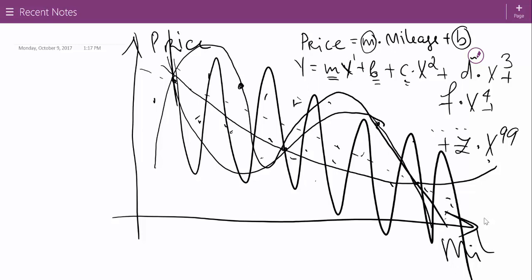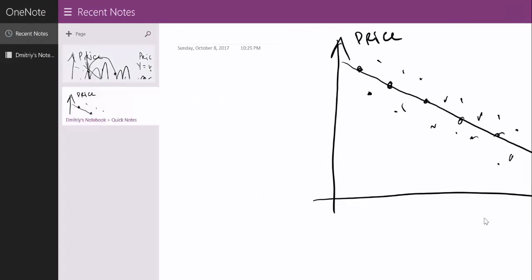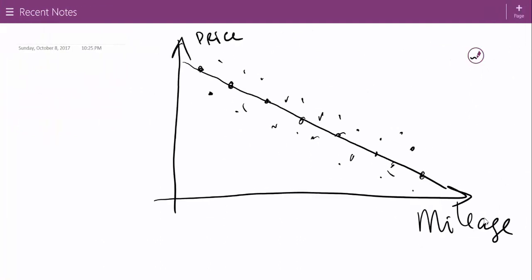So, therefore, I don't want this ugly-looking line that goes up and down 100 times and then goes to plus and minus infinity. What I want instead of that is that one. Sure, I'm not going to capture all of my points, but I will capture the effect of mileage on the price. And that's basically what regression is all about.